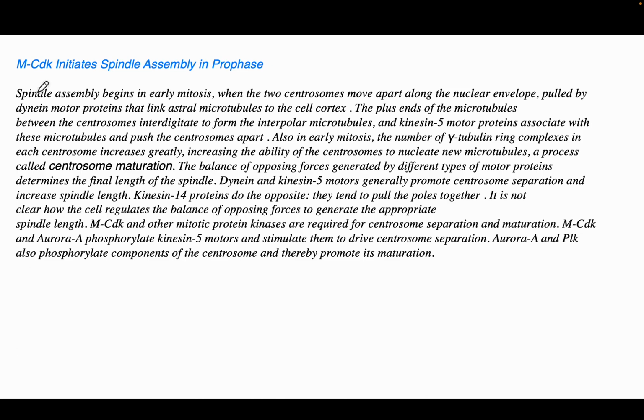Now coming to the role of M-CDK in initial spindle assembly. Spindle assembly begins in early mitosis when the two centrosomes move apart along the nuclear envelope, pulled by dynein motor proteins that link astral microtubules to the cell cortex. The plus ends of microtubules from the centrosomes interdigitate to form the interpolar microtubules, and kinesin-5 motor proteins associate with these microtubules and push the centrosomes apart.